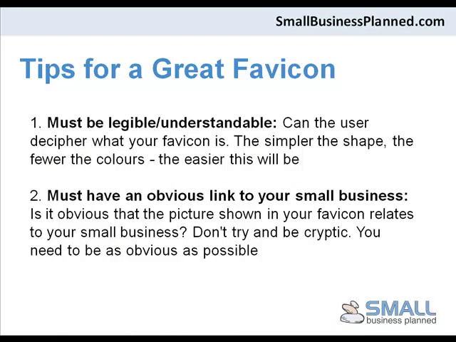The 2 best tips for creating a great favicon are, number 1, your favicon has to be legible and has to be understandable. When someone looks at it, they have to know instantly what it's supposed to be. Now, the simpler you make your favicon, the easier it will be to understand. The second point is it must have an obvious link to your small business. So it has to represent your business in some way, whether it's derivative of your logo, your product, your mascot, your operations, or your colors. Now, it's really important here not to be too cryptic. You need to be as obvious as possible.